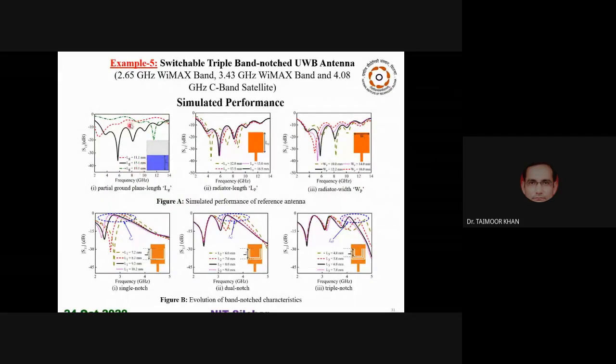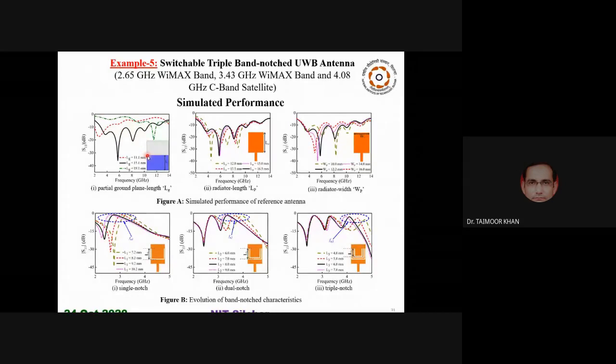LG equal to this one, LG equal to this one. These three are just for comparison. Otherwise, a huge range we have covered to make this more informative. But it is giving the best result. For comparison purposes, for the limited space available in all the journals, we have skipped the different stages.